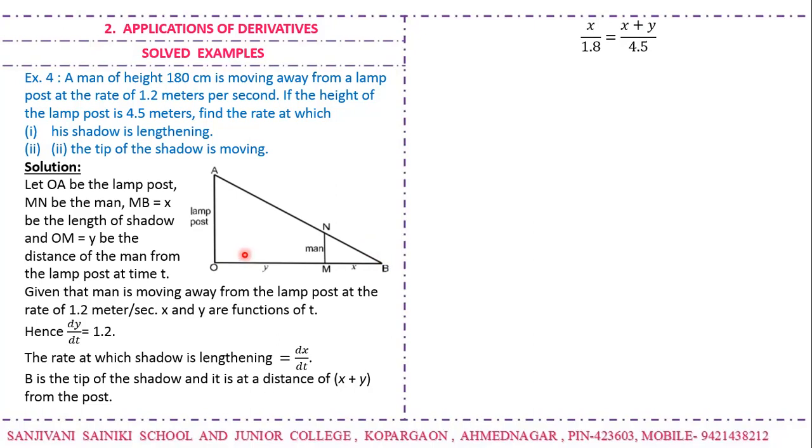So using the geometrical formula, x upon 1.8 is equal to x plus y upon 4.5. The height of the lamp post is 4.5.